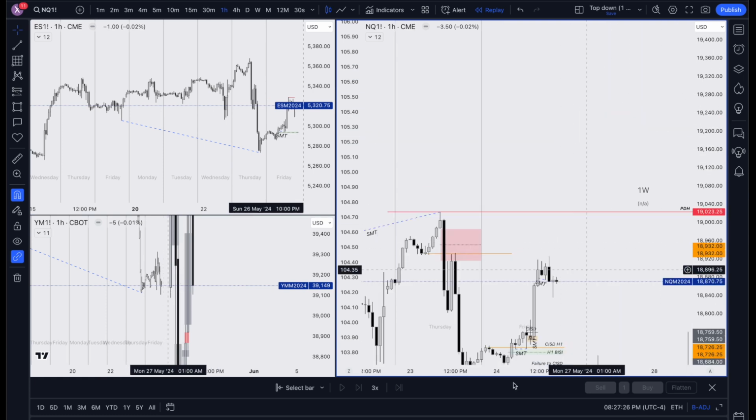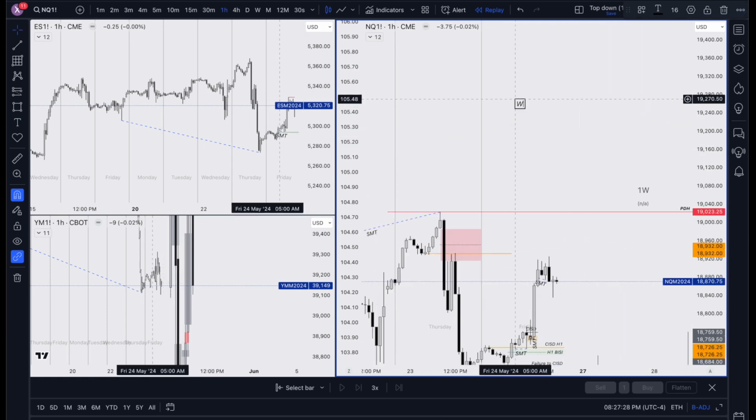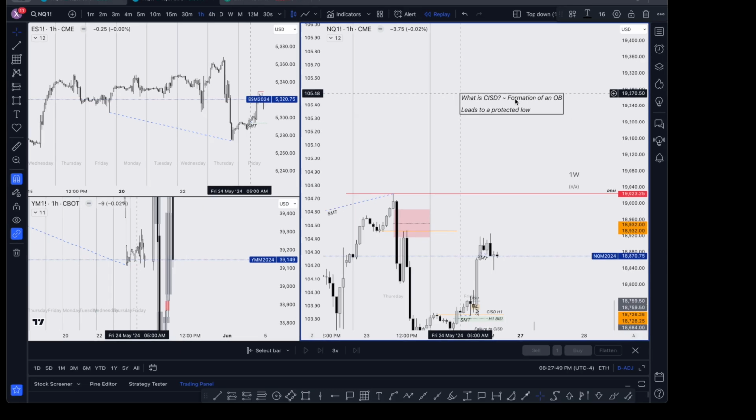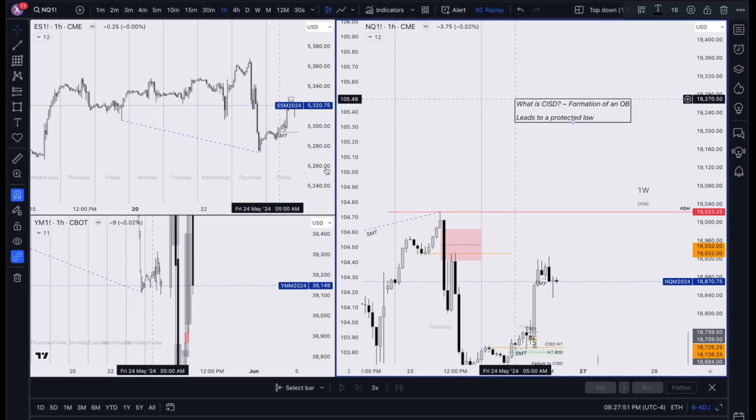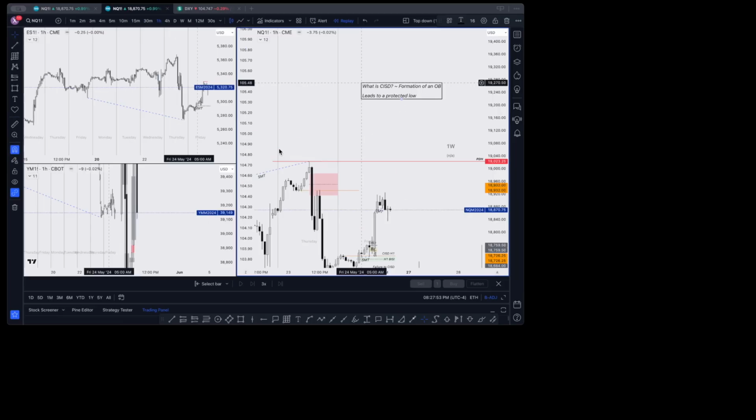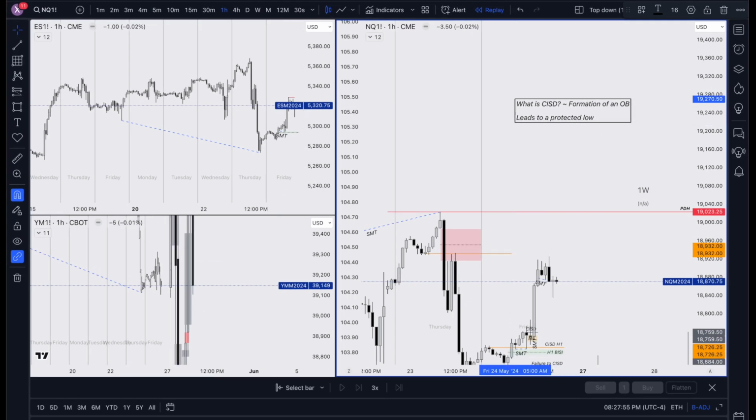To recap, today we've learned a couple things. What is CISD? It's the formation of an order block, right? It leads to a protected low. It results in a protected low, right?